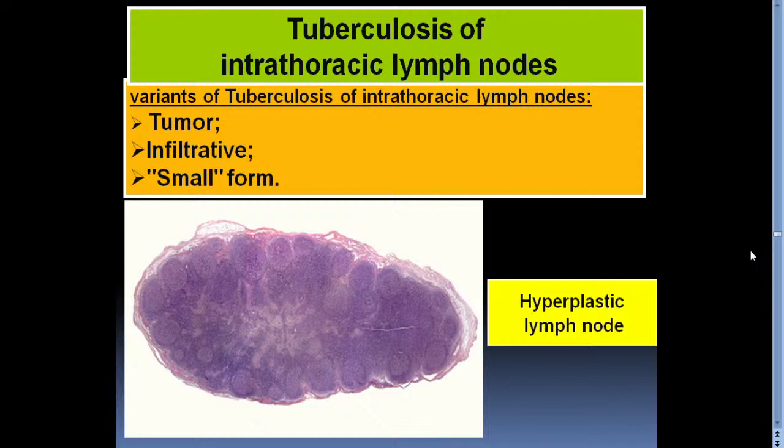Classification of tuberculosis of intrathoracic lymph nodes. There are 3 clinical roentgenological forms of this form. First form named tumor-like, second infiltrative, and third small form of bronchoadenitis. And on this photo you can see hyperplastic lymph node.